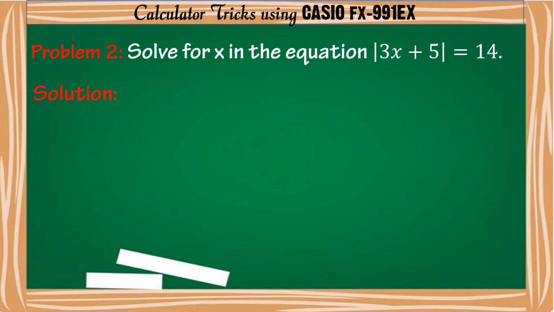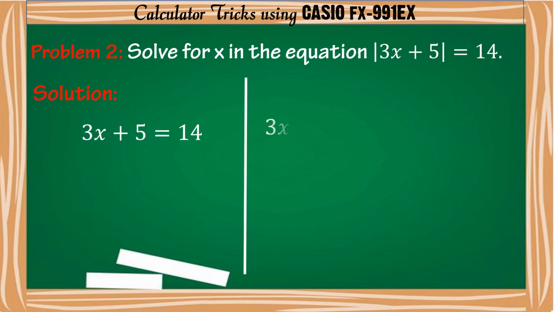Let's solve problem number 2. Solve for x in the equation, the absolute value of 3x plus 5 equals 14. Since it is an absolute value equation, we are expected to give two values of x. One is positive and the other is negative. How do we solve it manually? So the equations are 3x plus 5 equals 14 and 3x plus 5 equals negative 14.